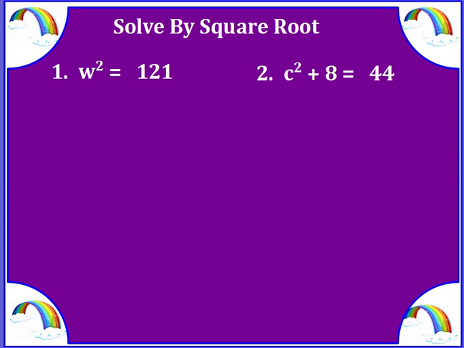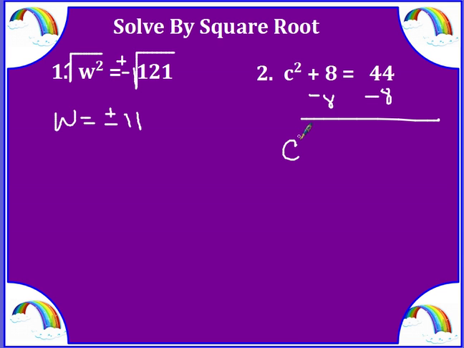So now, solve by square root. You notice here in our first one, all we have is a square term. So we're just going to take the square root, and when we take the square root, it's going to be a positive and negative. So our two roots are a positive 11 and a negative 11. On this one, we need to subtract the 8.